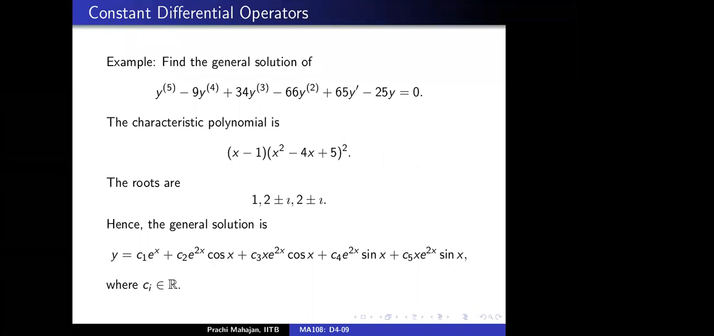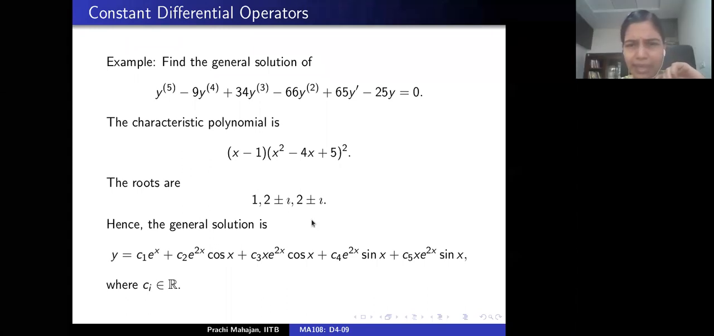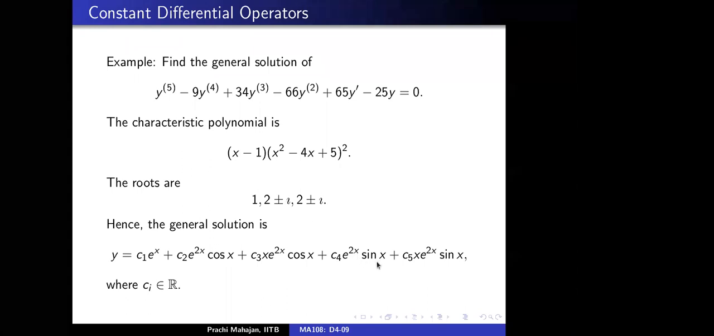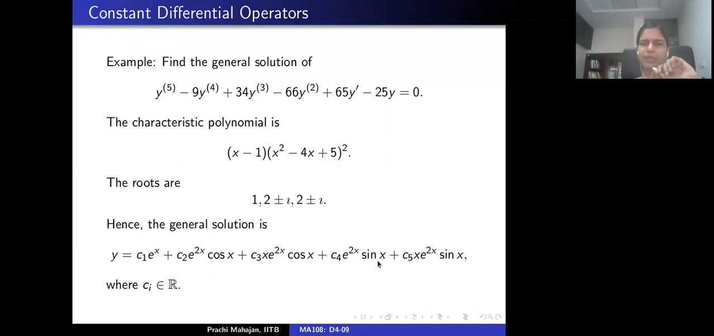Ma'am, I think there's a slight error in the slide. It would be C4 e to the power x sine 2x and C5 x e to the power 2x. Okay, my bad. It's 2 plus iota, so I will have a 2 here. Yeah, and there will be an x multiplied, I didn't see that. My bad. Is that okay? All right.